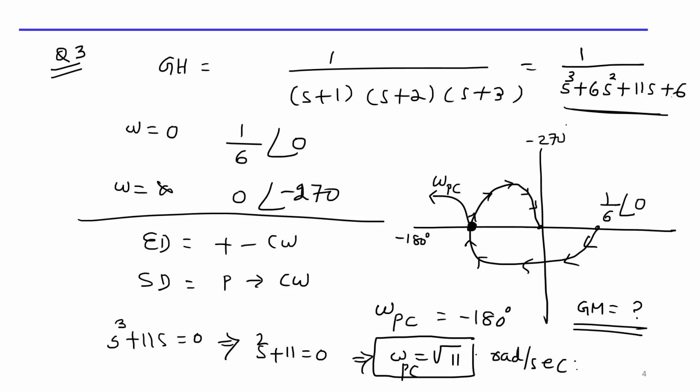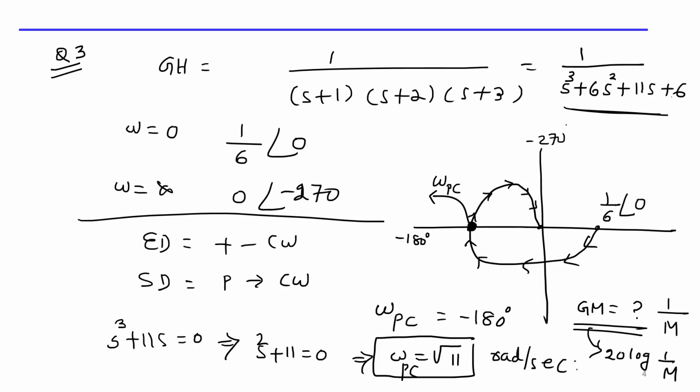Once you know omega PC, you have to find the magnitude at this point. Gain margin is nothing but 1 by magnitude. So find the magnitude and take the inverse, and that will give the gain margin. But if you want it in terms of logarithm, then it will be 20 log 1 by M. This is the gain margin.